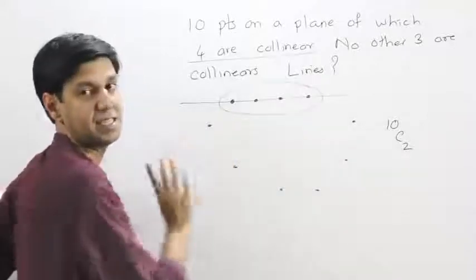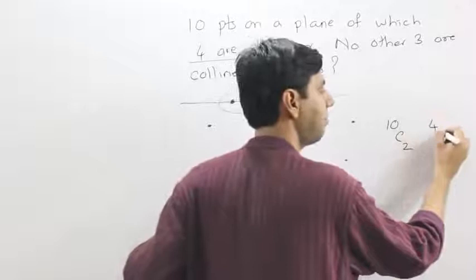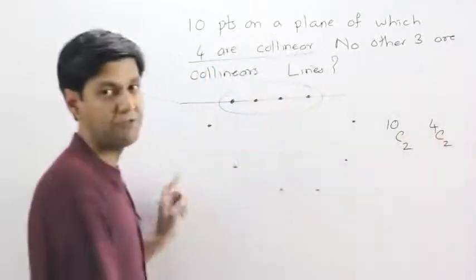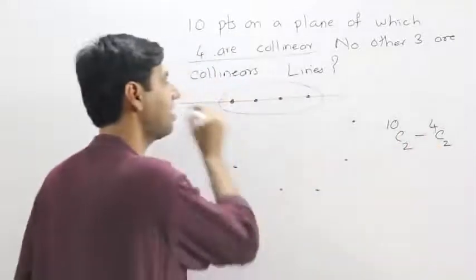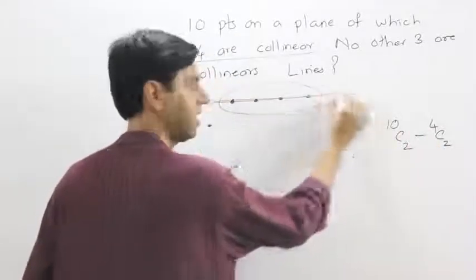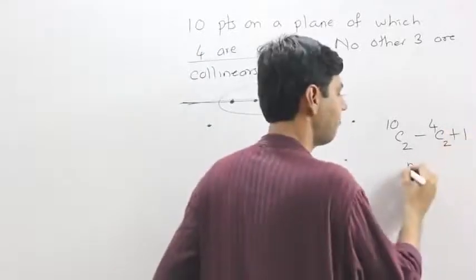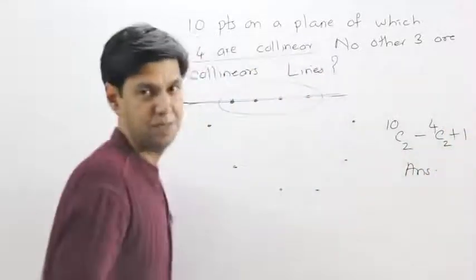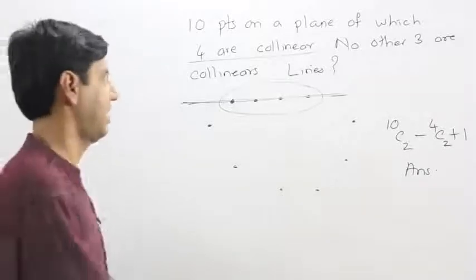How many times would I have counted this line? As many pairs as I can form from these collinear ones. So how many can I form from these 4 points? How many pairs? 4C2. So I would have counted that line 4C2 times. So we subtract, but when we subtracted, we have subtracted each of these lines. Is there one of those lines? So to complete the answer, I would add a 1 back to this. So you can continue with this logic anywhere, whatever be the collinear points in that case.